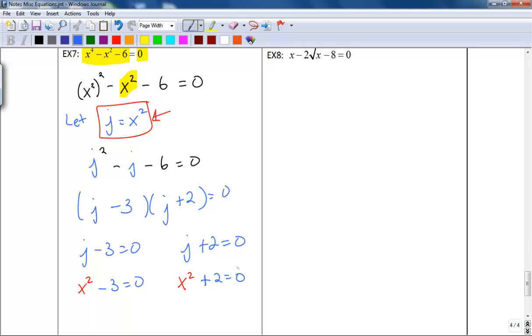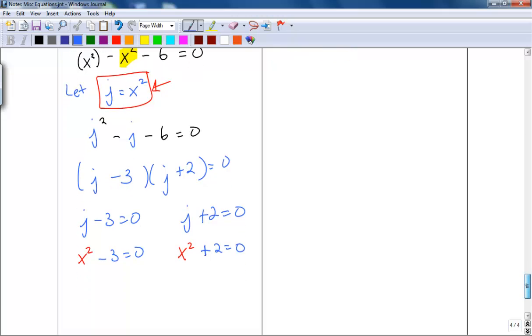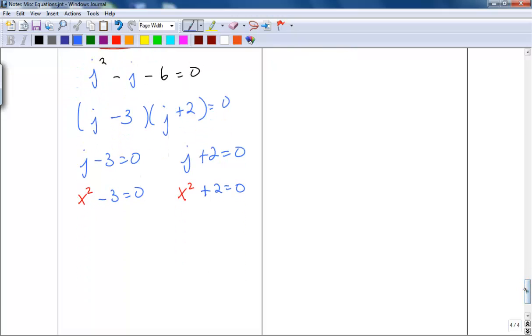We got into general form, we made a substitution, we were able to factor it as a quadratic in itself, then we are now solving, but again, I don't care about j's. My original problem was in x's, so I had to stick the x's back in. So now I have to solve x squared minus 3 equals 0 and x squared plus 2 equals 0. So let's look at the one on the left.